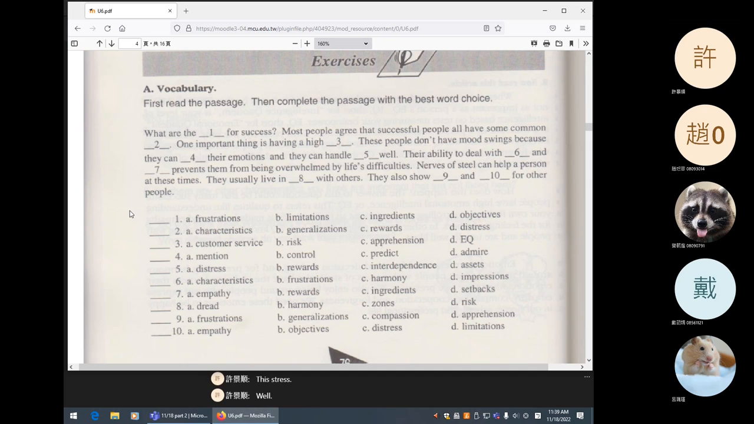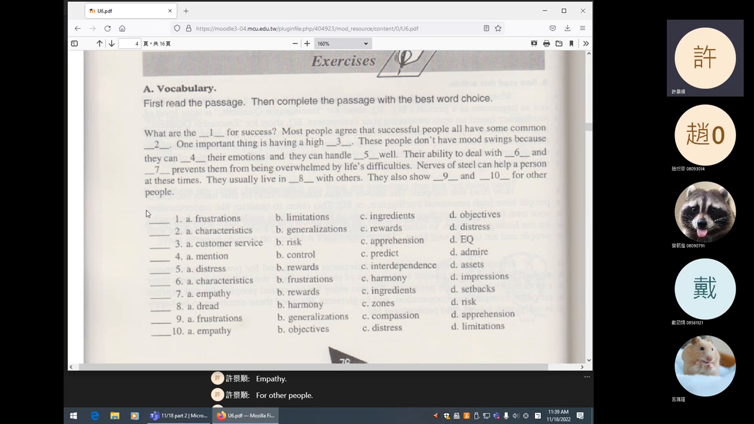Well, their ability to deal with B, frustrations, and D, setbacks, prevents them from being overwhelmed by life's difficulties. Nerves of steel can help a person at these times. They usually live in B, harmony with others. They also show C, compassion, and A, empathy for other people.